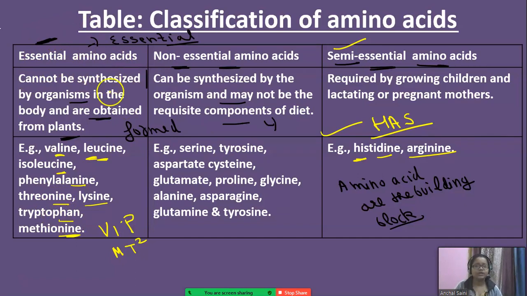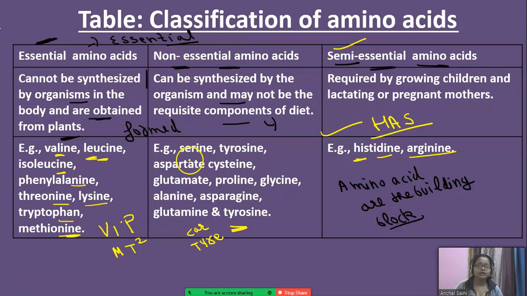So the rest of the examples, such as serine and tyrosine, are non-essential. Remember, your threonine and tryptophan are in the essential amino acids, whereas your tyrosine is non-essential. There can be confusion in this, as both start with T. So you can also remember this by a short trick. You can remember that tire is not essential. This is a short trick. From tire you can easily remember tyrosine. So tyrosine is an example of a non-essential amino acid.